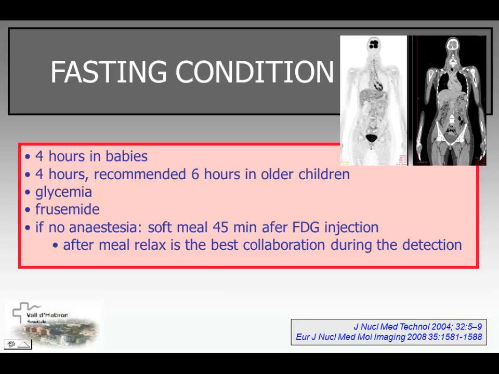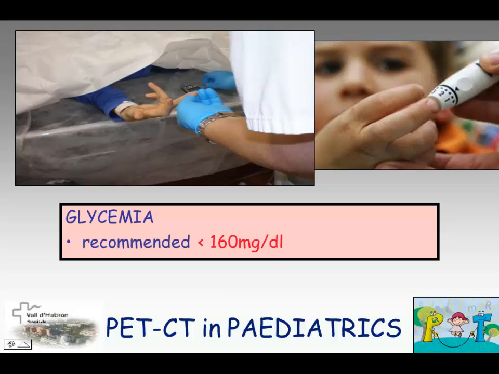increase the urinary drainage. And if an anesthesia is not planned, then we give a soft meal 45 minutes after the FDG injection in order to have relaxation after the meal and to win the best collaboration of the child during the detection. We can inject FDG if the glycemia is under 160 milligrams per deciliter.